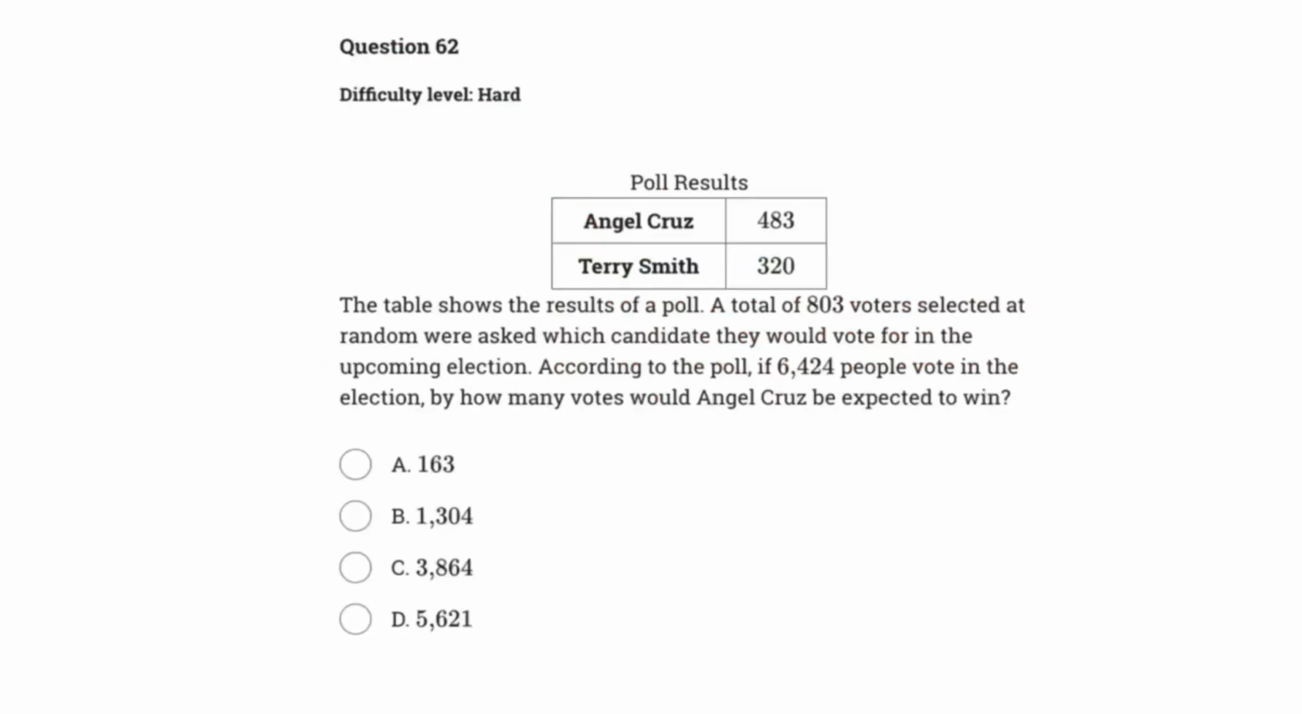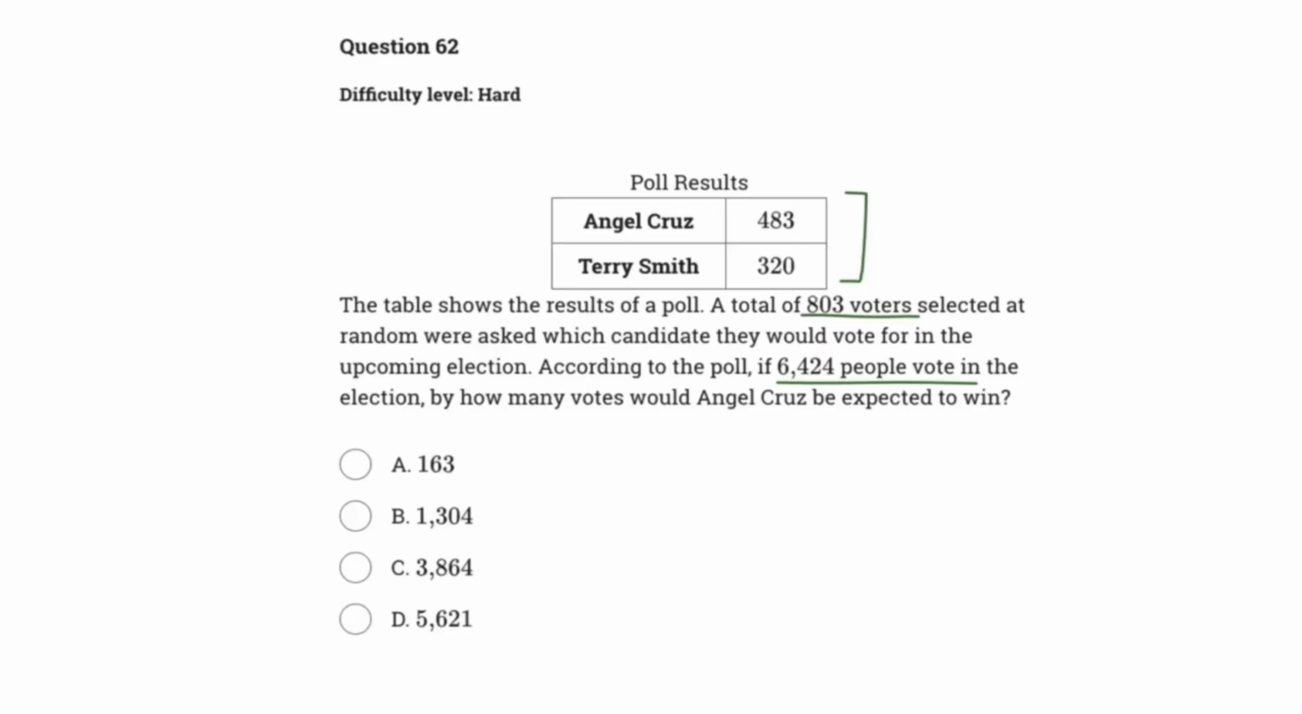The table shows the results of a poll. A total of 803 voters selected at random were asked which candidate they would vote for in the upcoming election. According to the poll, if 6,424 people vote in the election, by how many votes would Angel Cruz be expected to win? So these 803 voters are selected at random. So whatever results we get from them, we can pretty much scale them up or expect the same proportion or ratio as if it was 6,424 people.